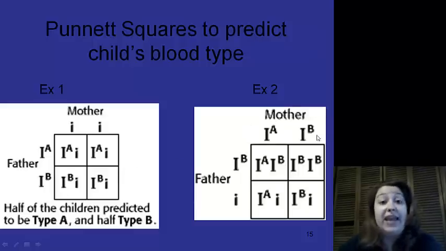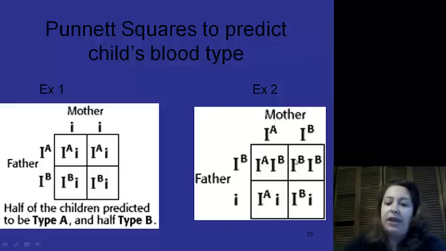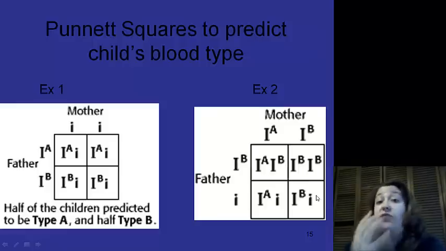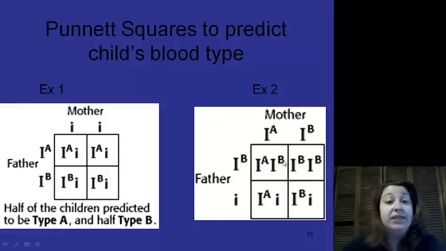Over here we have a mom that is AB, and a father that is heterozygous B. The other term would be homozygous, which means homo is the same. So a homozygous would be big IB, but since he's heterozygous, different, we have big IB, little i. When we bring them down and across, the possibilities for their child would be 25% type AB, 25% heterozygous A, or 50% type B, because both of these could be type B. Just one is homozygous type B and one is heterozygous type B.